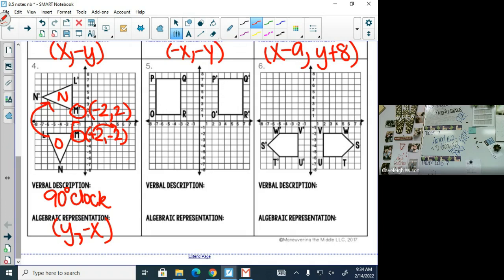All right, this one should be fairly quick. What do we think this one is? It's a translation, and where did it go? To the right. How many? 10.